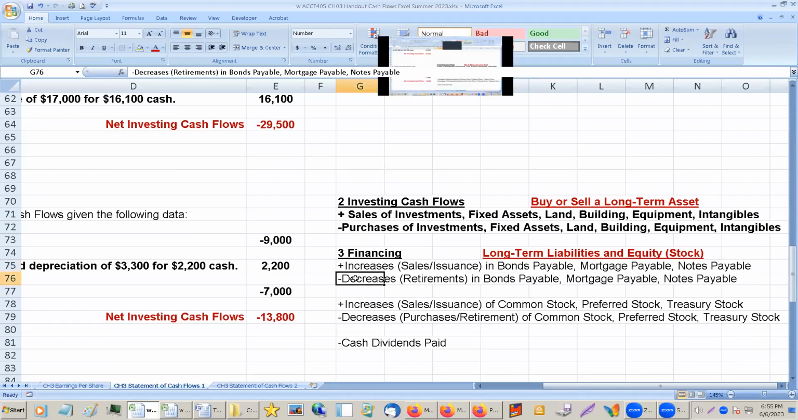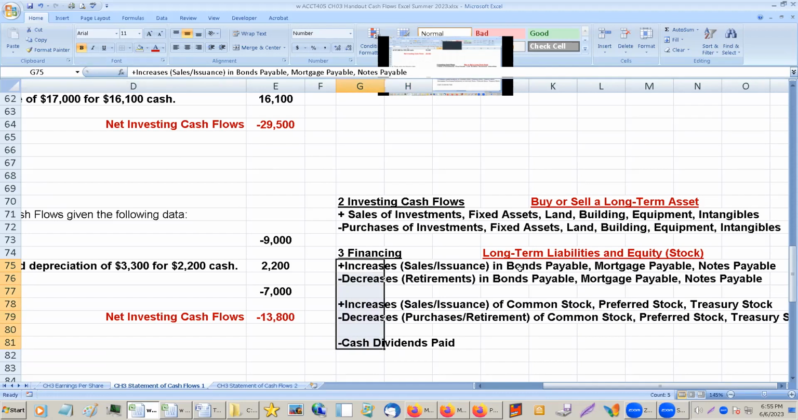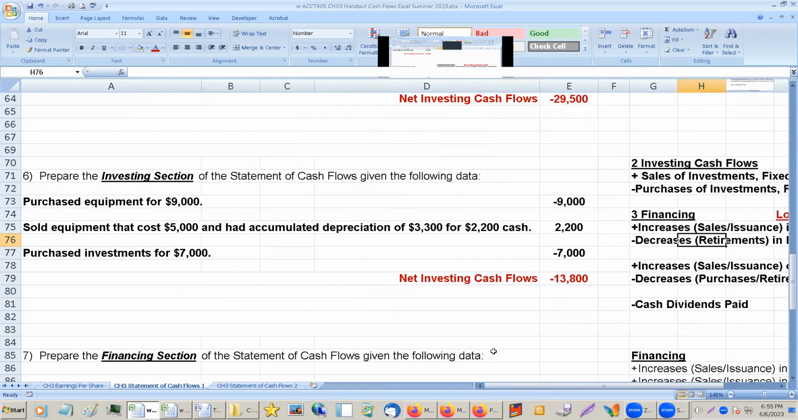Now, it decreases when you pay off your liability. Sometimes these are called retirements when it comes to bonds. They talk about retiring a bond. Retiring a bond is when you pay it off. All right, so let's go down.